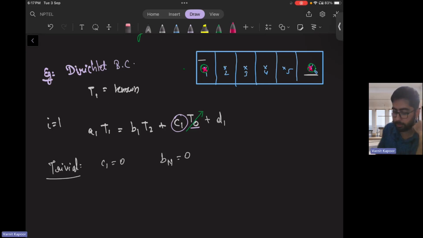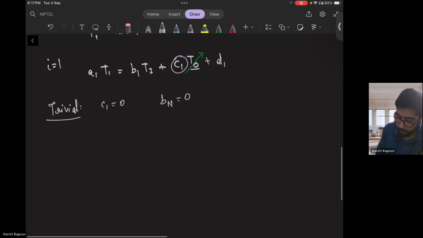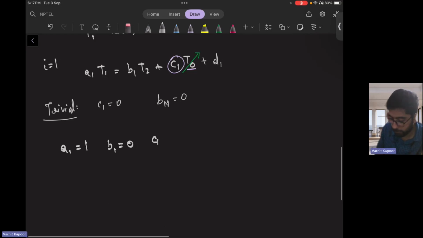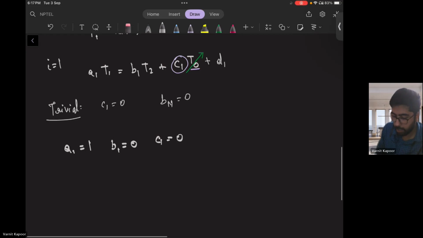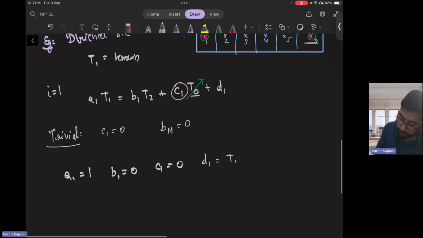Now, if you go for i equal to 1, A1 will be 1, B1 will be 0, C1 is also 0, and D1 is equal to nothing but T1. So D1 is simply T1.